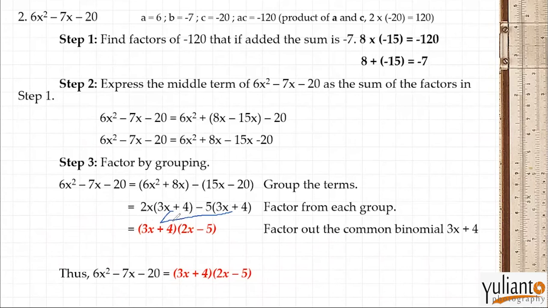Okay, so we have here common binomial 3x plus 4. Next is copying our GCF, 2x minus 5. Okay, again, copy this. So, any questions? Thus, our answer is, for 6x squared minus 7x minus 20, the factor is 3x plus 4, quantity 2x minus 5. All right. So, any questions?